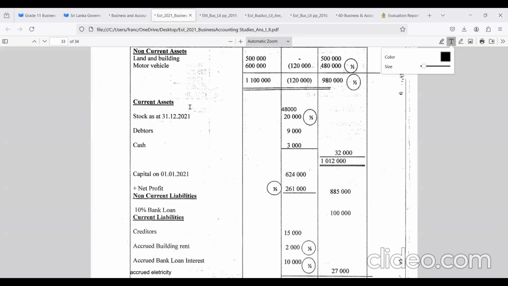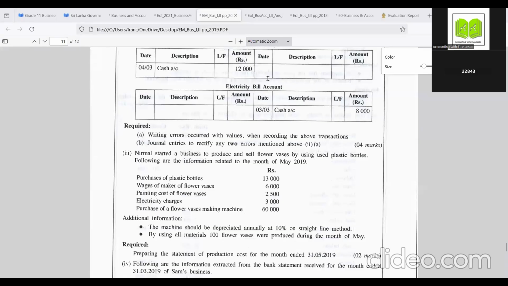For profit. Okay, so now I am going to continue the production cost sum in the 2019 paper. Yes. Okay. So when you are given a production cost sum, right, what you should do?